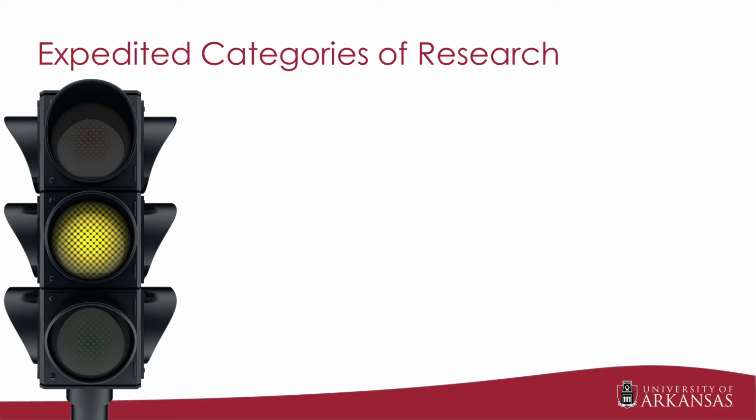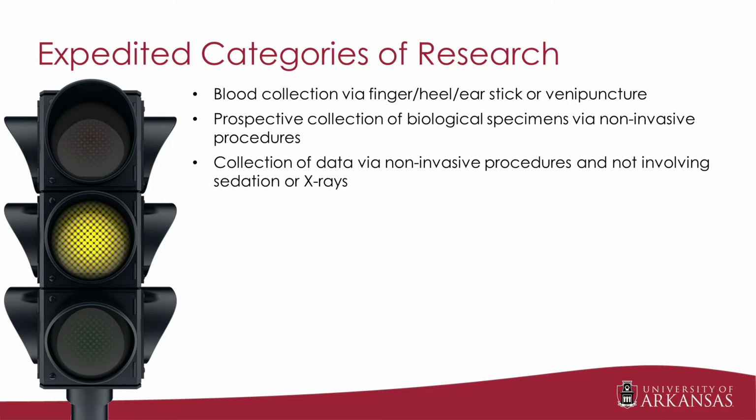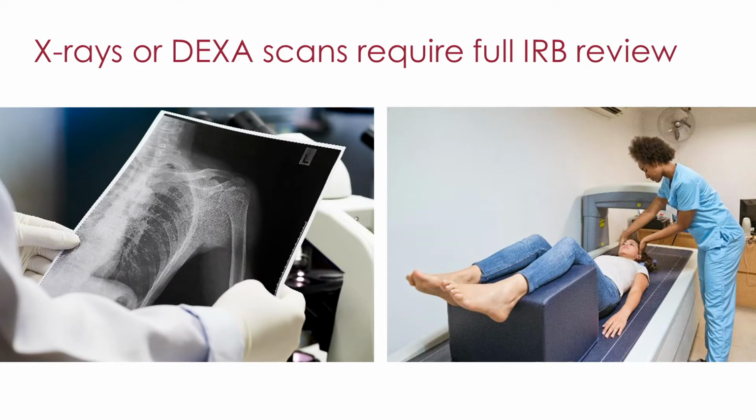Categories of research that may qualify for expedited level of review include blood collection. That doesn't involve a whole lot of risk. Prospective collection of biological specimens via non invasive procedures. Peeing in a cup, for instance, that's pretty non invasive. Collection of data via non invasive procedures and not involving any kind of sedation or x rays. Some physiological or exercise studies on campus may involve x rays or DEXA scans, which are bone density scans, and those will not qualify for expedited review. They must go to the full IRB.